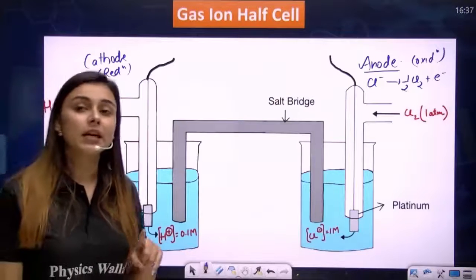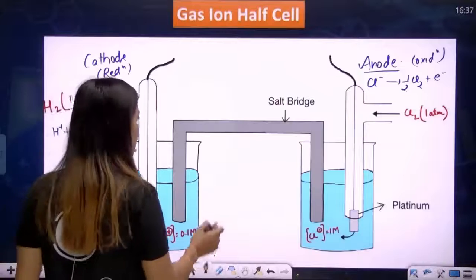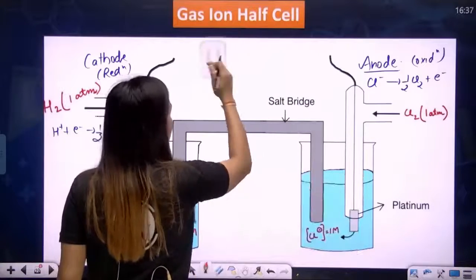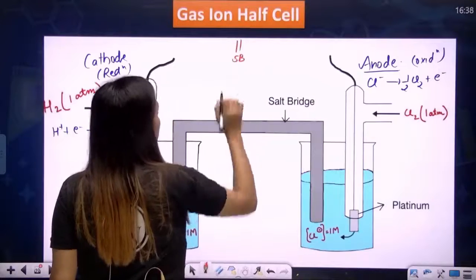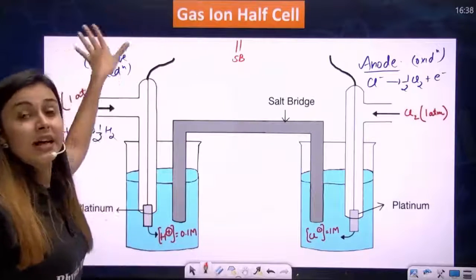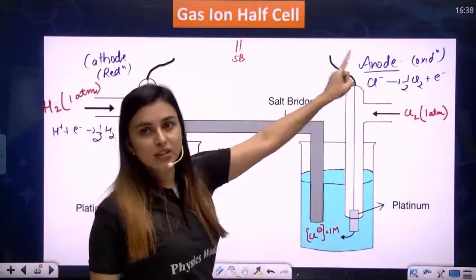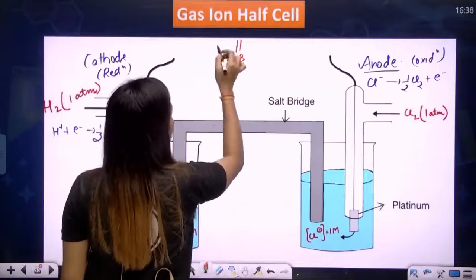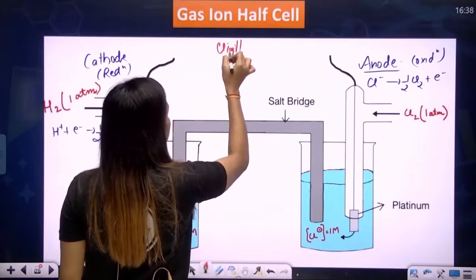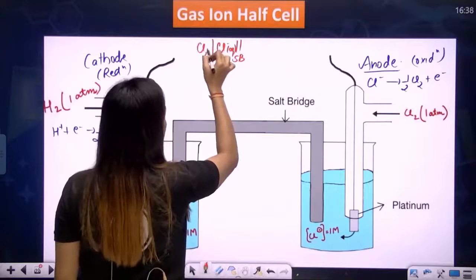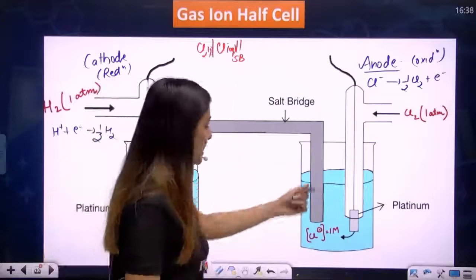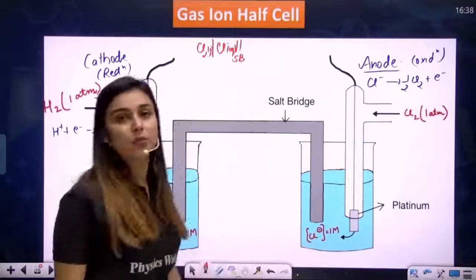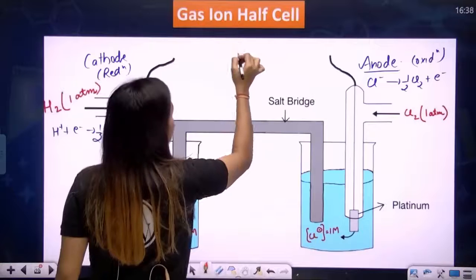You need to write the cell representation. How will you write it? Let's make the salt bridge first, and then to the left hand side, the anodic representation. Anode is that side. So first the ion is Cl minus aqueous. Then you have Cl2 gas. You are given the concentration of Cl minus as 1 molar, so you need to write its concentration as well.